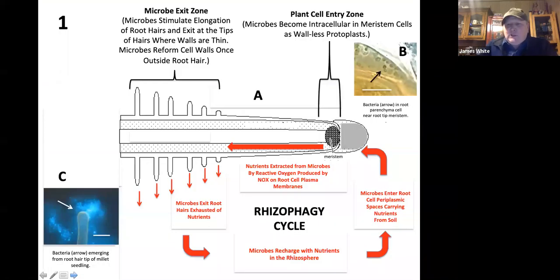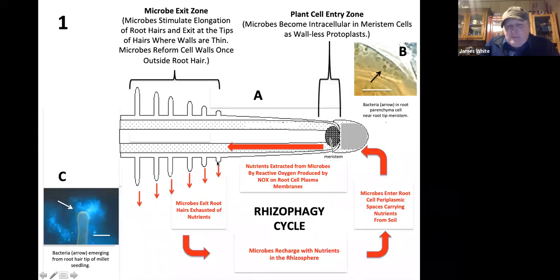And what we have actually learned over these past few years is that it's more of a cyclic process. What's happening is that plants are internalizing microbes. They're attracting microbes to the meristem, the growing point, the growing root tip here. And then they're somehow internalizing those microbes into those cells. They take them into the root cells, and then they subject them to a form of reactive oxygen called superoxide. That superoxide strips the cell walls off of the microbes and then extracts nutrients from them. And this is an active process. I'll show you how that works.